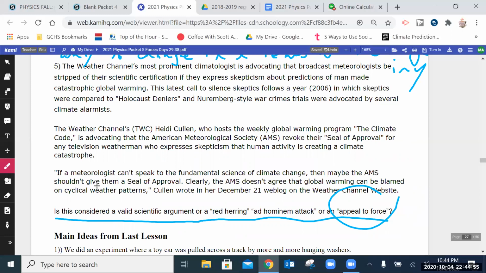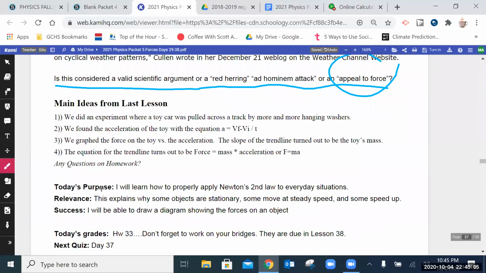It's an appeal to force. It says you must agree with me, otherwise I'm going to hurt you by taking away your career. Okay, spend a moment reading the main ideas from the last lesson, and then read today's purpose, relevance, success, and the grades and the quiz.